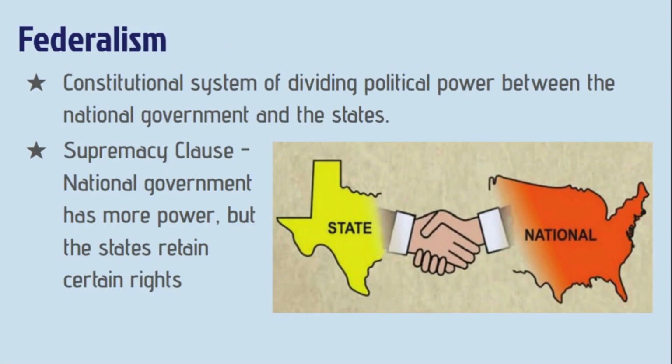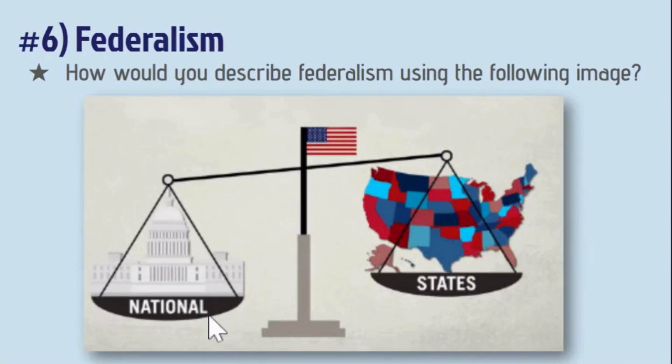So if you didn't get your definition, essentially constitutional federalism is a system of dividing political power between the national government and the states. So in the cartoon, you saw that there was a balanced scale between the national government and the states. Well, actually, we'll go back here and look at it for a second. And we can see that on this scale, the states actually are a little bit lighter, right? It seems like they're higher than the national government.